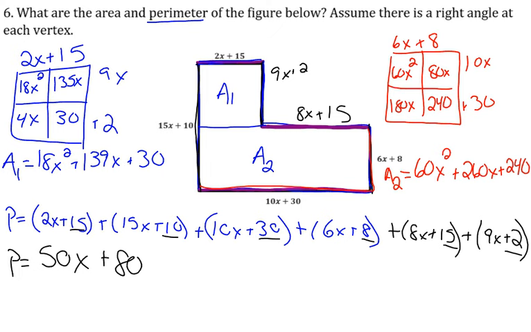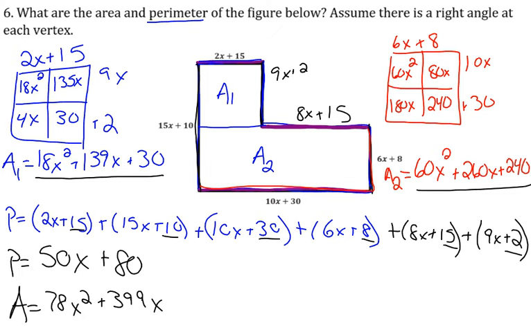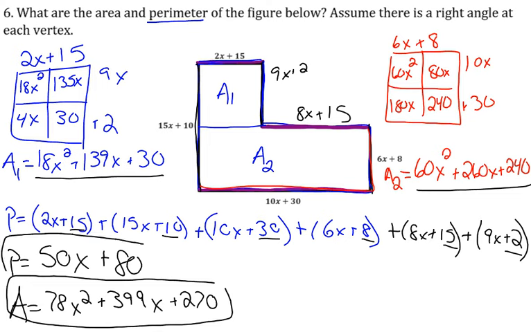So those are the areas of the two regions, and if I want the area of the total figure, I'm going to add those terms together. So the total area is that polynomial plus that polynomial, because I'm adding the regions together. So we get 78x squared, 139 plus 260 is 399, plus 399x. 30 plus 240 gives me 270. So that's the area of the figure, that's the perimeter of the figure.